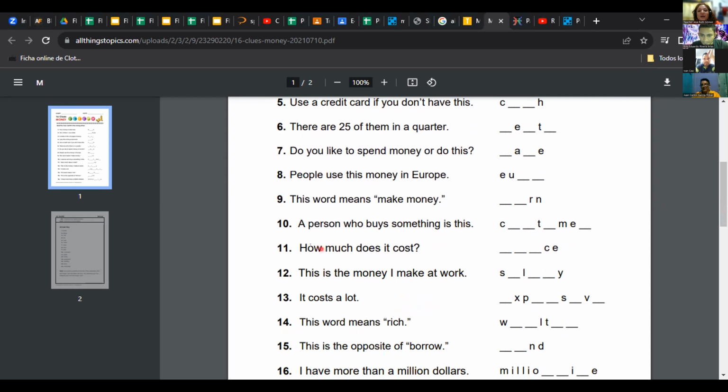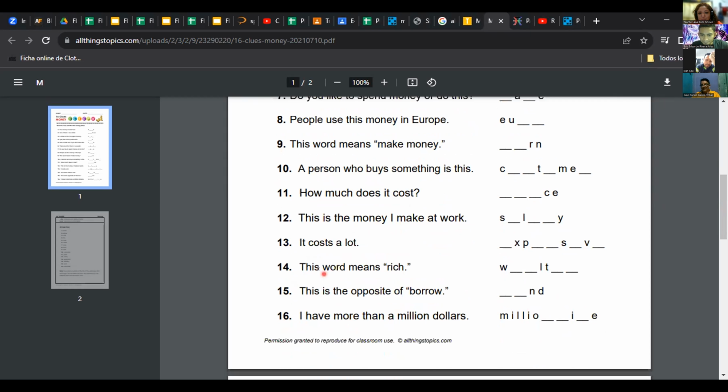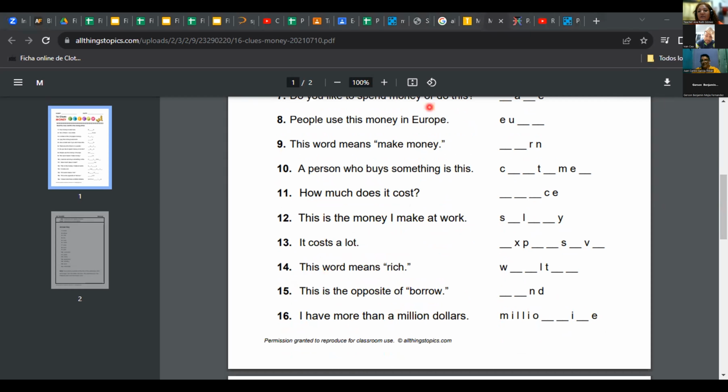Customer. Number 11? Price. Number 12? Salary. Number 13? Expensive. Number 14? Wealthy. Ah, wealthy. You learned a new word. Wealthy is a synonym of rich.